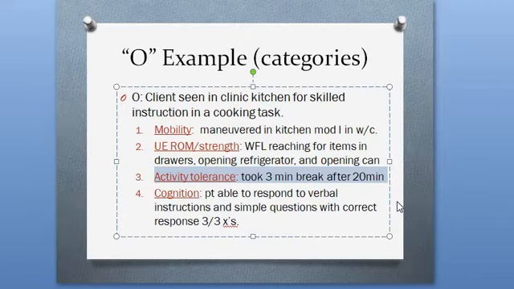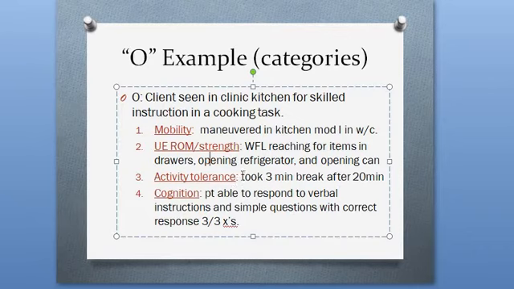So again, I would defend that activity tolerance more and why the client needed a 3-minute break. And were they standing? Were they sitting? You want to get really objective in that. What was the factual situation going on during this cooking task? So they were in a wheelchair. Excuse me, it's already said that they were in a wheelchair. Maybe how much they were maneuvering around. So you want to look at the whole picture.